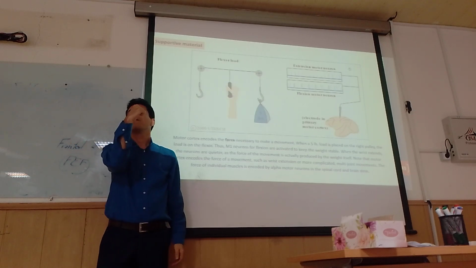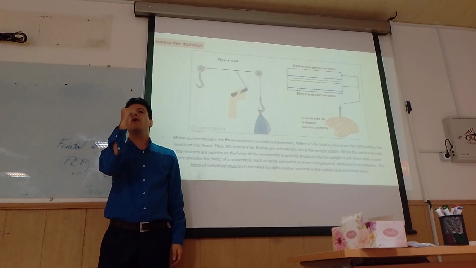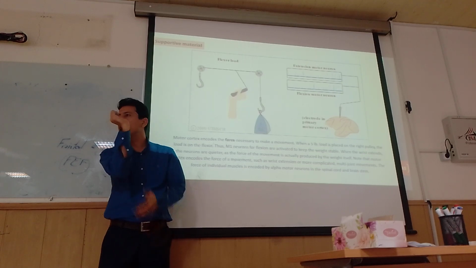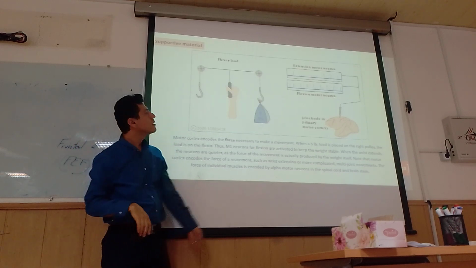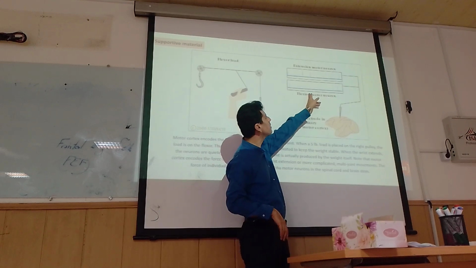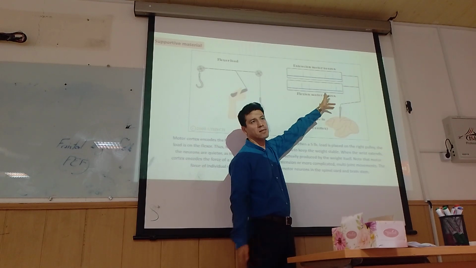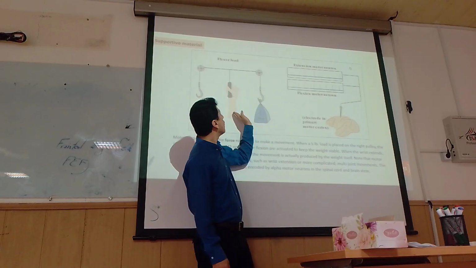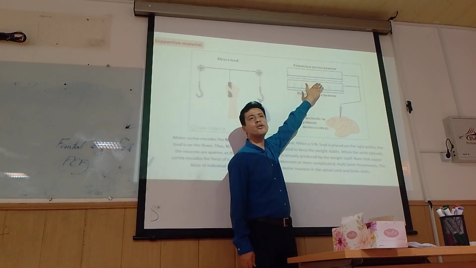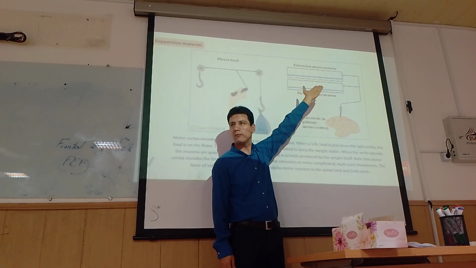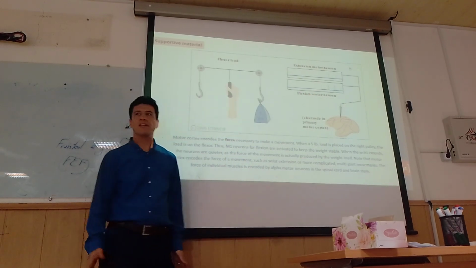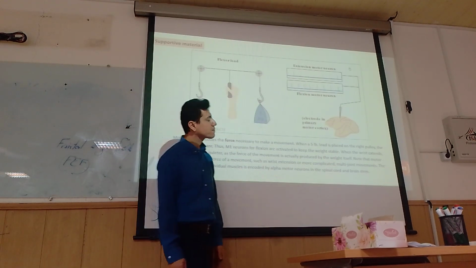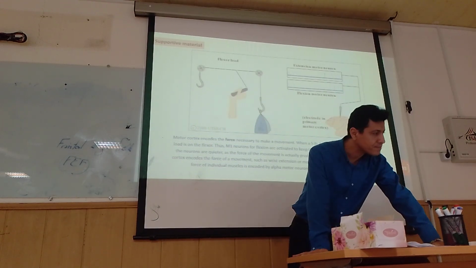When we have the extension, we should only release the hand because the weight itself can extend the wrist, right? So now you can see that the flexor is released. We are performing extension, but the extension neuron doesn't activate. Right? Everything makes sense? Good. Another one.